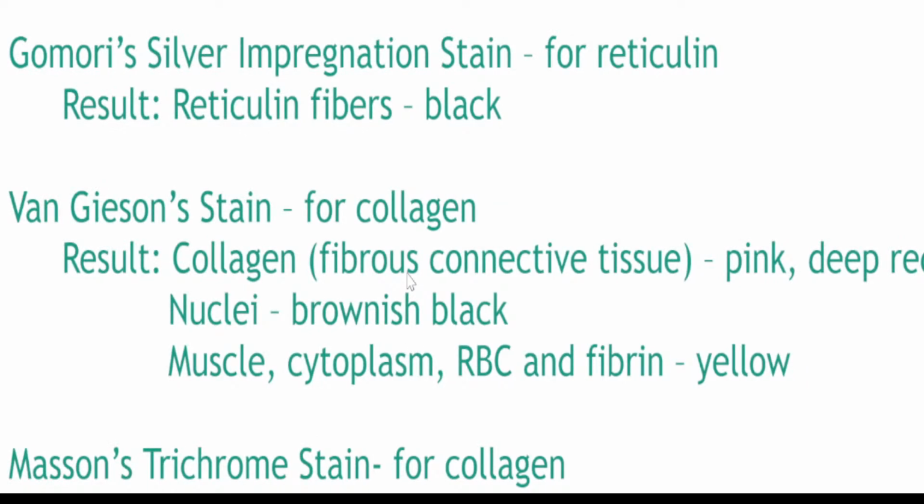We stain connective tissues also. Gomori's silver impregnation stain is something that you need to remember. The Gomori silver impregnation staining technique can be used to demonstrate fungal structures. We also use Van Gieson stain for collagen, a fibrous connective tissue, that stains pink and deep red. Muscles, on the other hand, stain yellow.